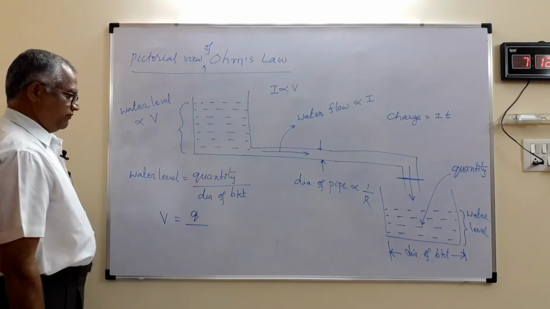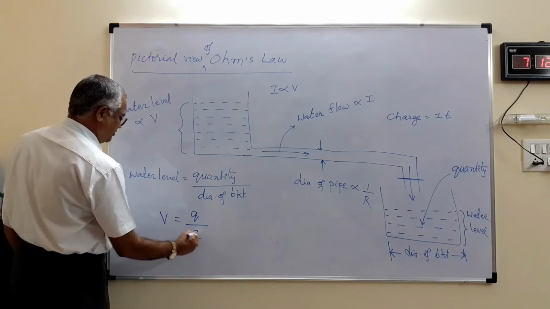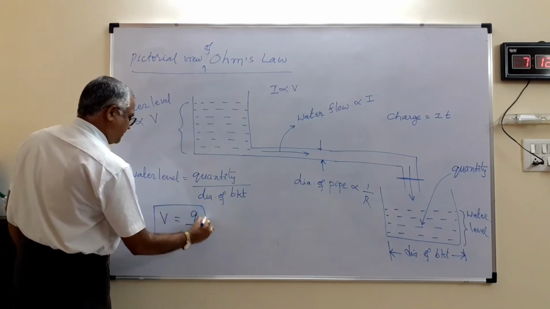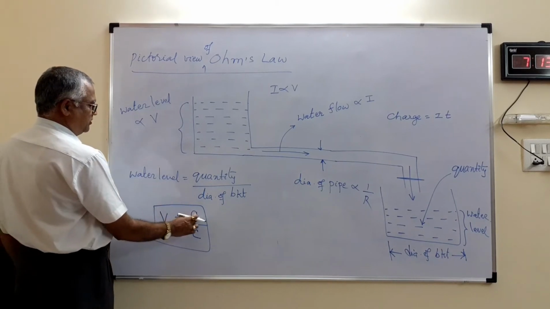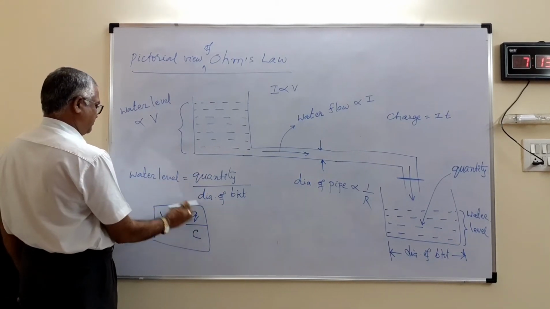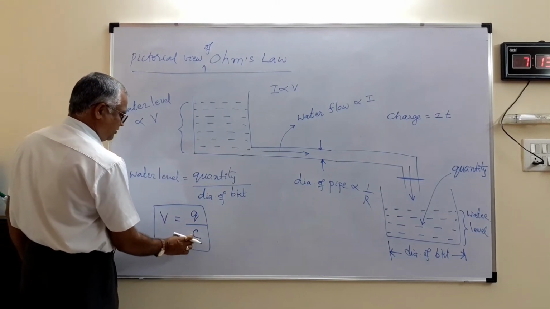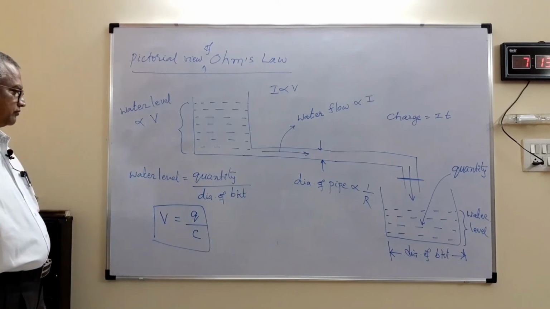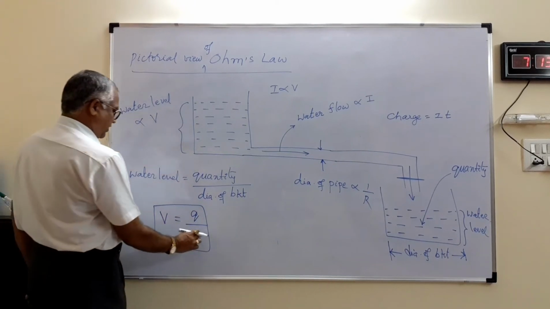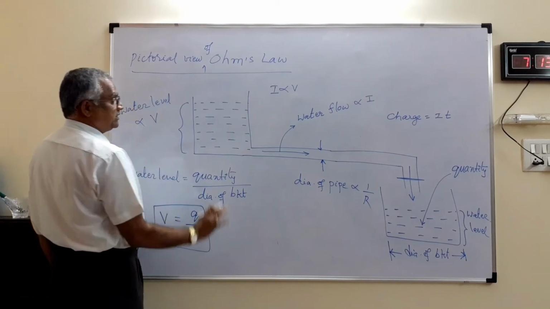You are aware of that already. V is equal to Q by C. You know this. This V you got the justification. This Q you got the justification. If these two are satisfied, we know this formula, then this C must be what? Diameter of bucket. So capacitance I am always comparing with the bucket width.